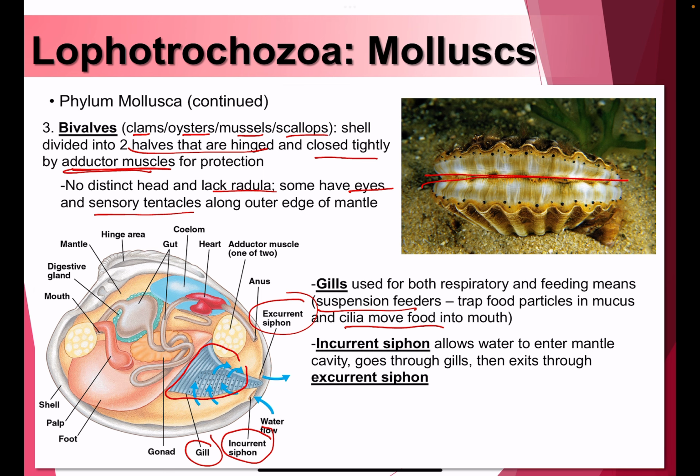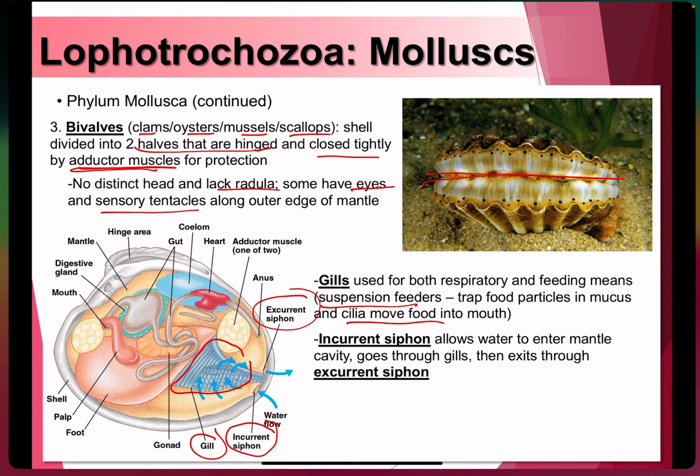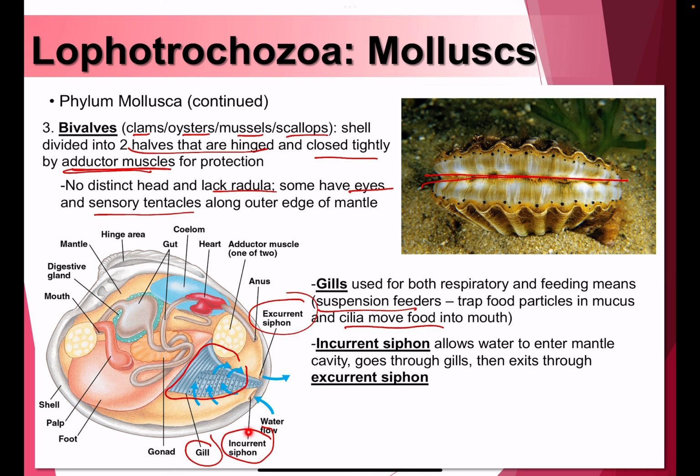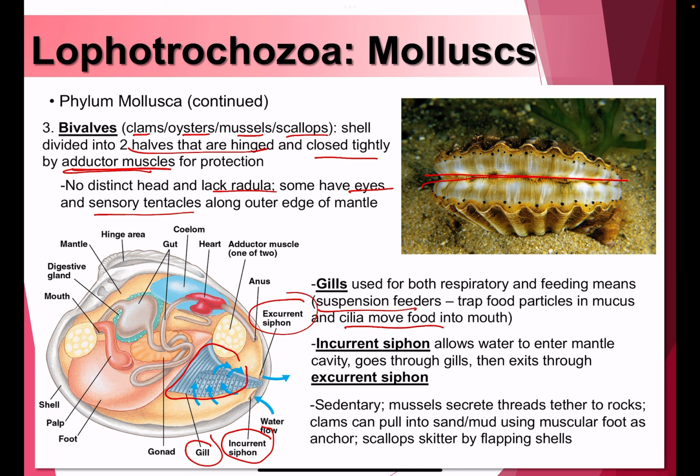So here's the water flow coming in from the in-current siphon, which then goes through the gills and out into the ex-current siphon. So whatever the bivalve doesn't need will just come right out of the ex-current siphon. They are usually sedentary, but they can move if they need to. I'll show you movements of them in a bit.